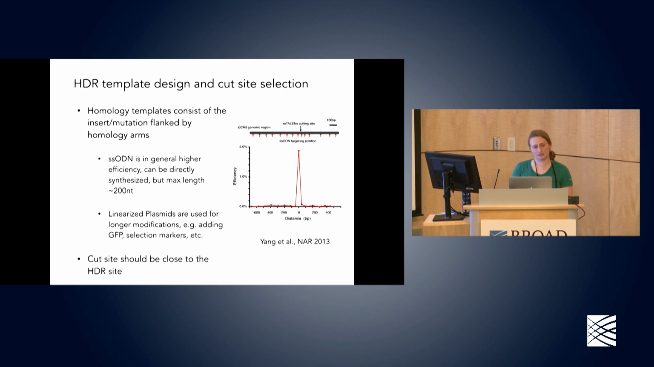In addition to cutting as close as possible to your HDR site, you need to provide a template, and templates can either be linearized plasmids or single-stranded oligonucleotides. Linearized plasmids are good if you're working with longer modifications, whereas SSODNs can be quite high efficiency, but they have very short lengths.